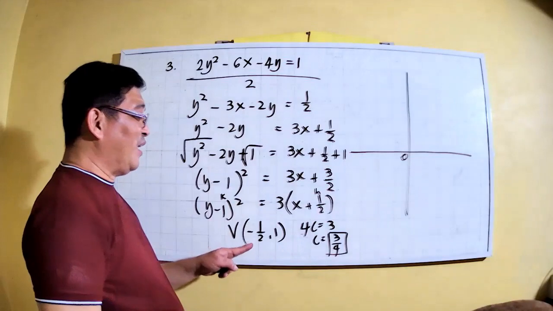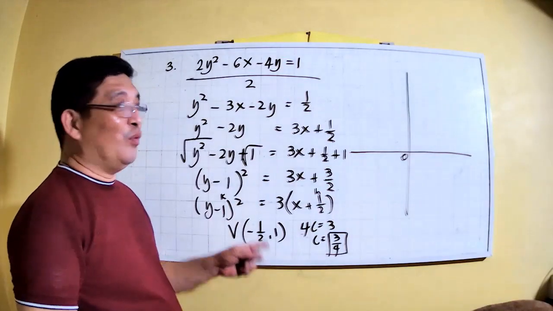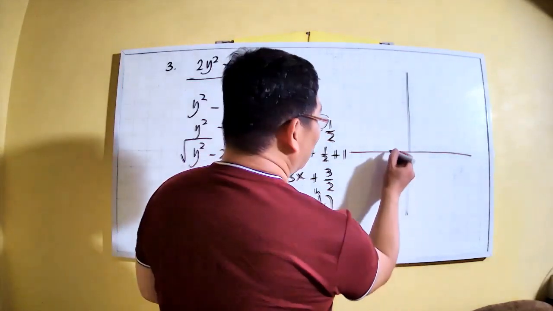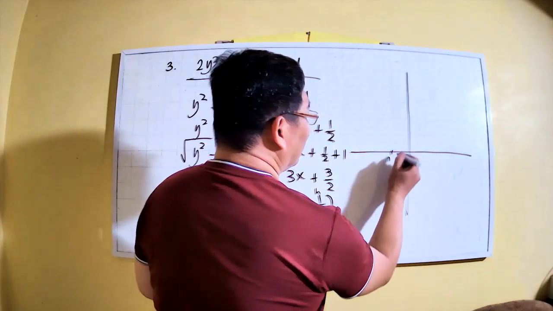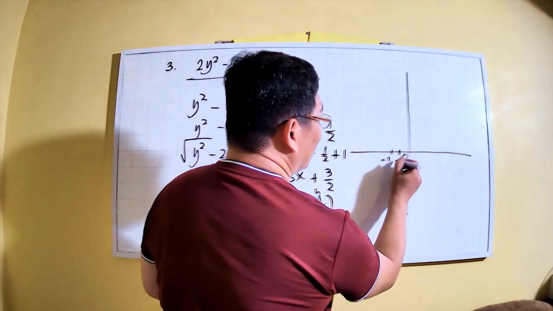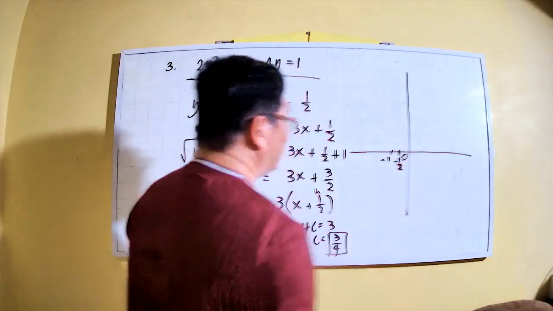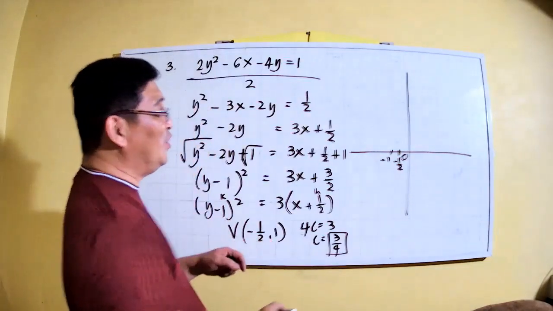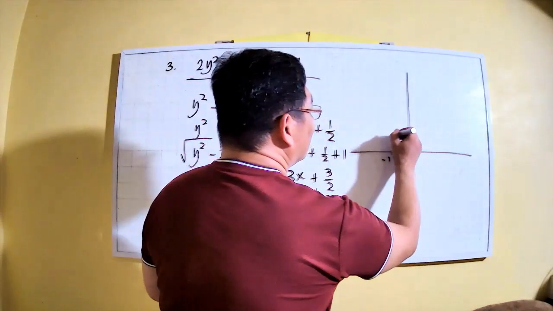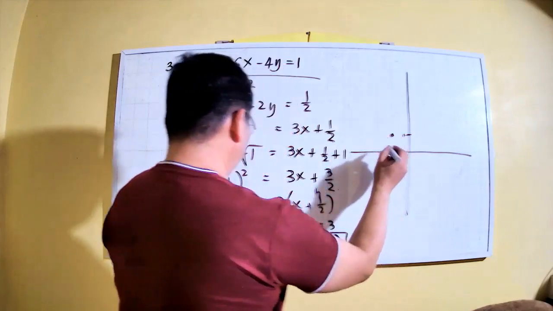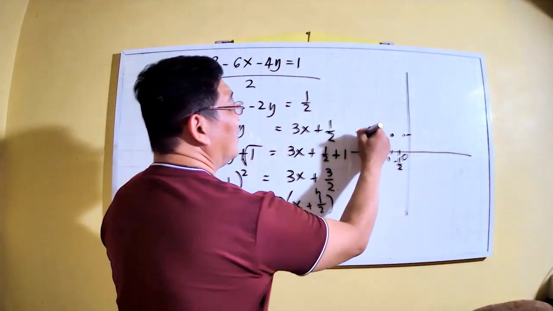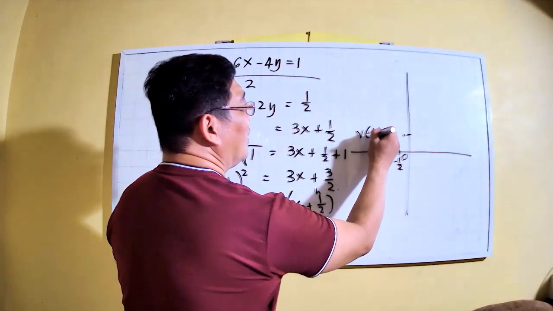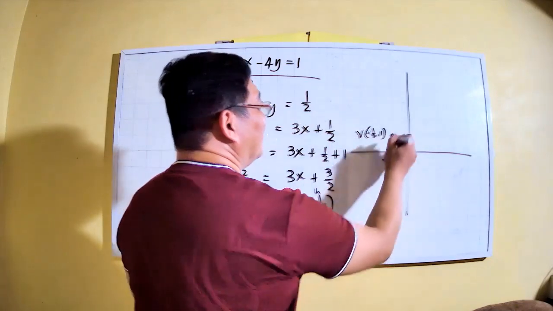Meron tayong vertex is at negative 1 half, 1. Negative 1 half, this is 1. Ito yung negative 1 half. Tapos 1 yung 5. So this is your vertex. Vertex is negative 1 half, 1.